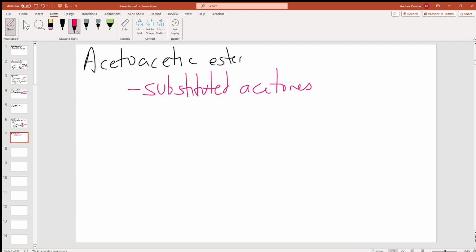Acetone doesn't end up working so great for alpha substitution. It typically will want to perform an aldol condensation in a lot of situations, and so we use this reaction instead.